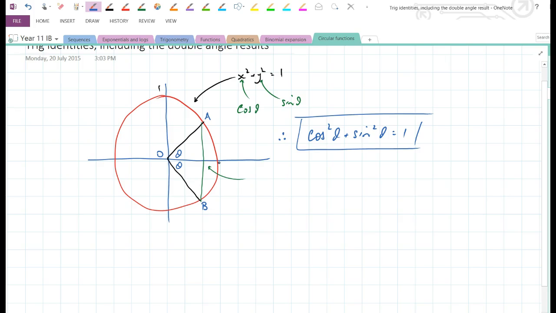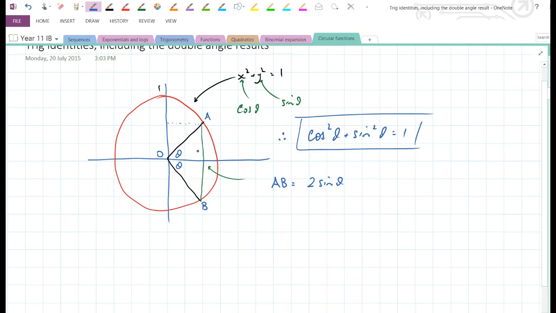So let's have a look at that. Well, what do we know about AB? We know that this part of AB here is the y distance, so it will be the y coordinate at A. That length there will be equal to the y coordinate at A, and the y coordinate at A is equal to sine theta. So that's equal to sine theta, as is that. So the whole length AB is equal to 2 sine theta. Make sense? Hopefully it does. So that's AB.